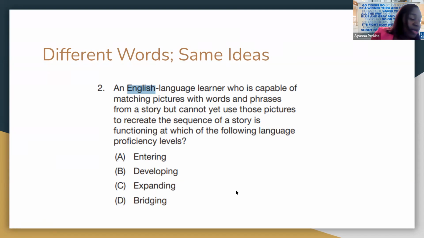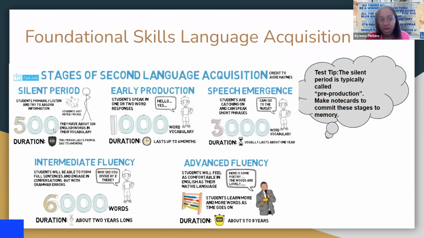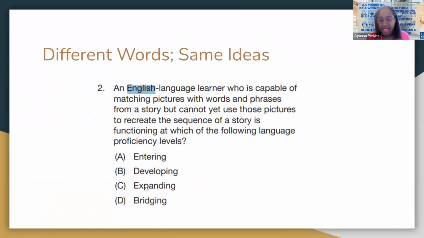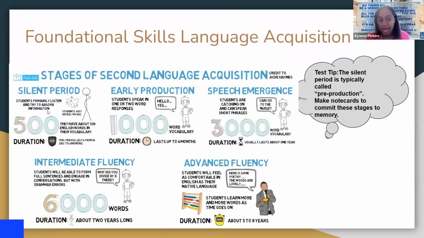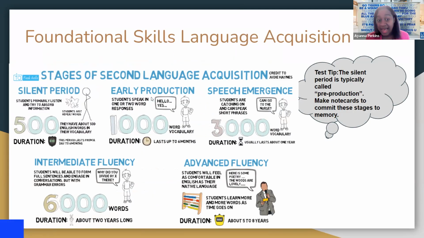Okay, so I see B. Brittany, why do you say B? Because they're able to match the pictures with the words and phrases, but they're not able to do it the opposite. Right. So using this, would you say that developing would be more here or here? Maybe early production, maybe. All right. So developing would be like early production.